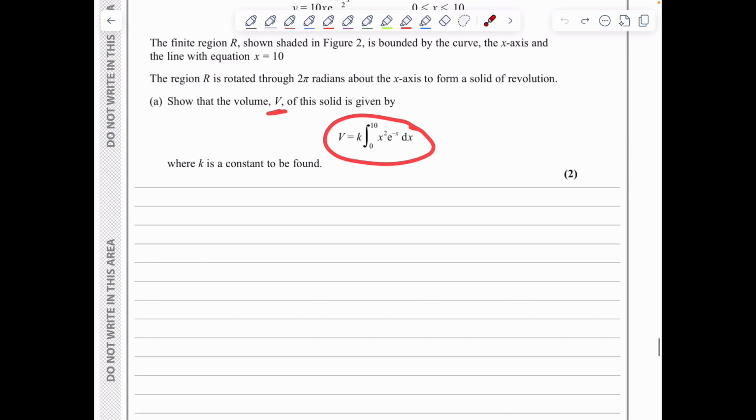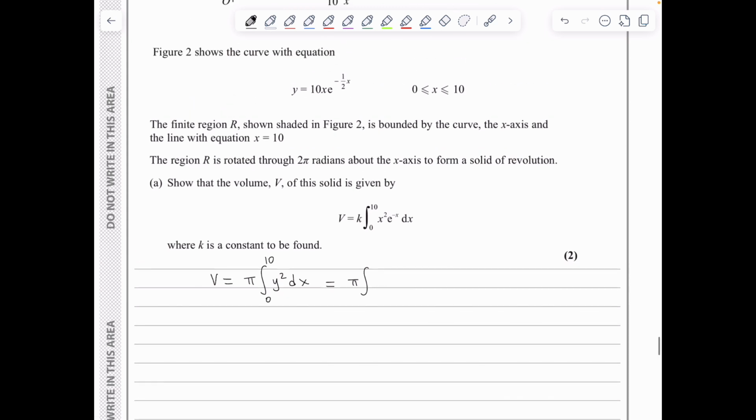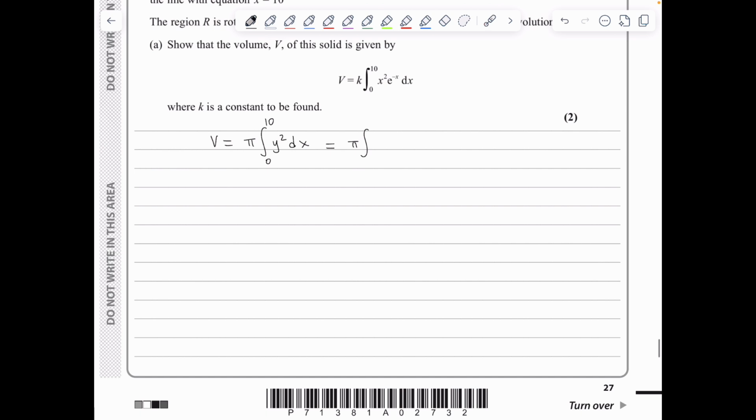Well, we know it's a standard result that the volume of revolution when we are rotating about the x-axis is given by pi the integral of y squared dx. Now the limits will be 0 and 10. I'll be replacing y squared with 10x e to the minus a half x, all squared. So it's pi, the integral from 0 up to 10, and we've got 10x e to the minus a half x raised to the power of 2 dx.